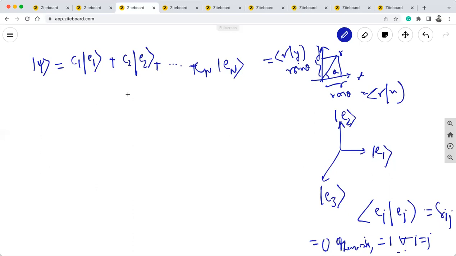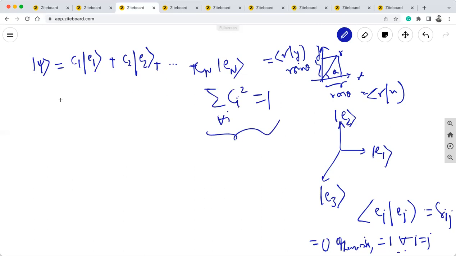Just you need to follow one thing: these are the probability amplitudes, so the sum of all Ci squared, for i from 1 to n, should be 1, to maintain the superposition principle as well as the probability law. Your probability law says that in an experiment, whatever outcomes you get, the sum of all chances of occurrence should be equal to 1. So this is the probability law, and this is the superposition principle.